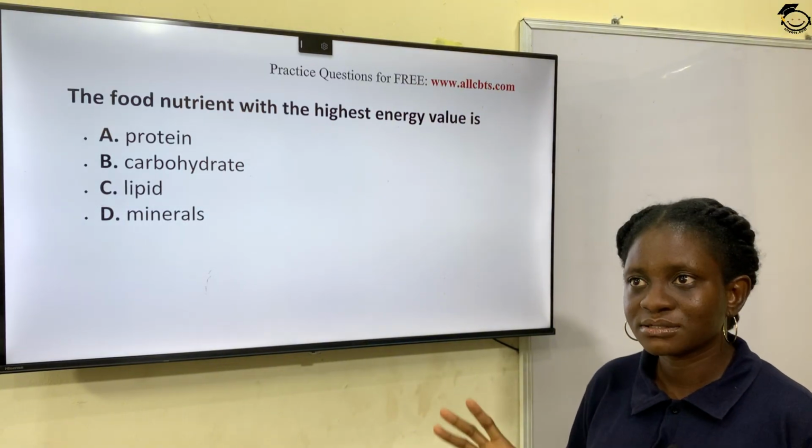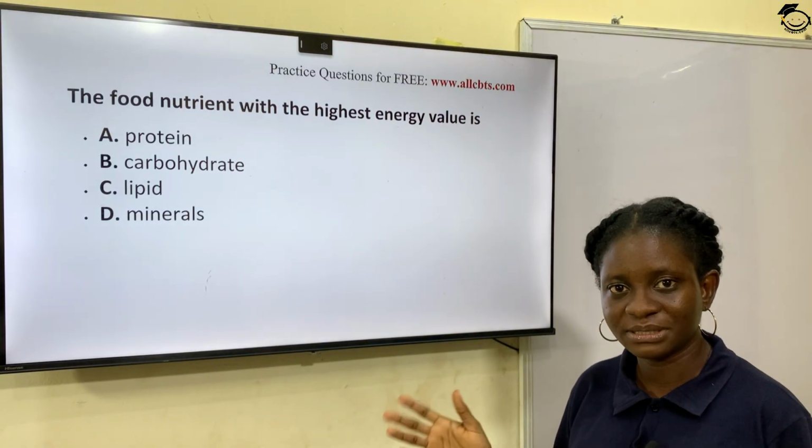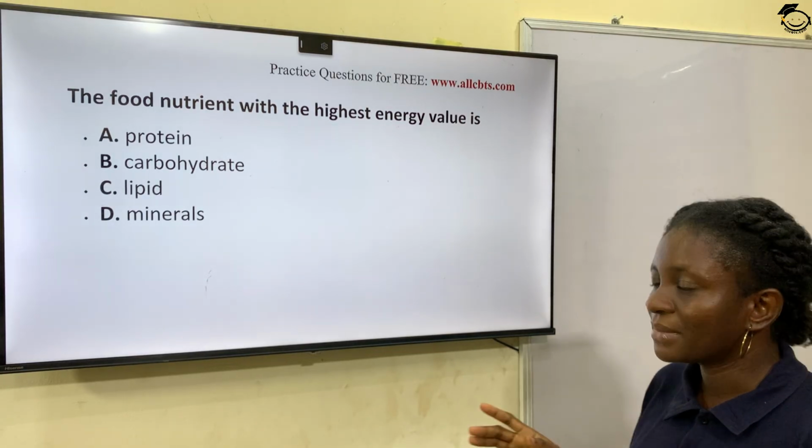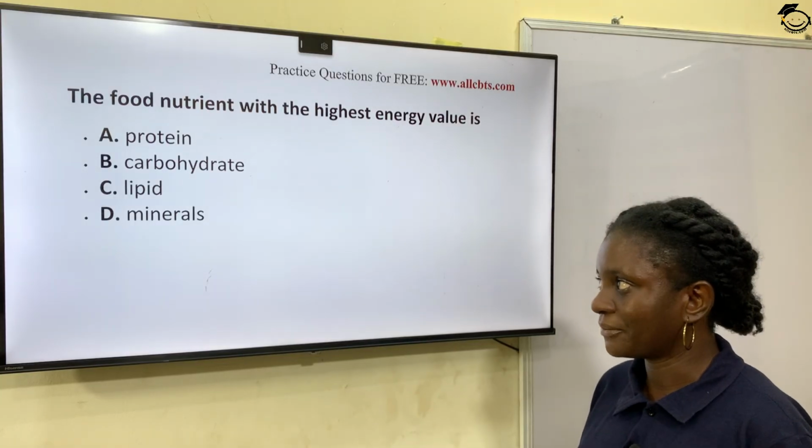Option C. For every 1 gram of lipid, we have about 9 kilocalories. So that makes lipid the correct answer, option C.